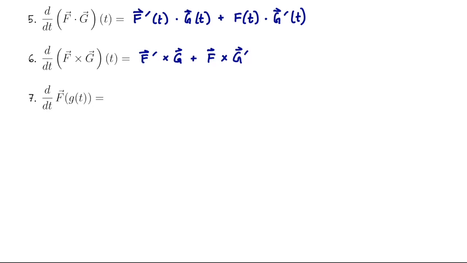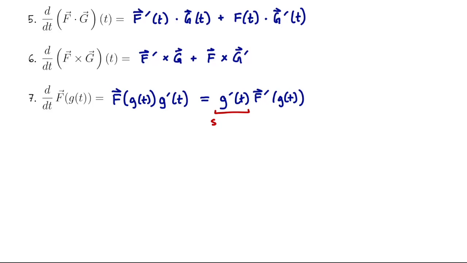If we want to differentiate this composition, then it's going to follow the familiar chain rule. Derivative of the outside evaluated on the inside times derivative of the inside. So we can write that as F prime of g of t times g prime of t. I would actually, in practice, typically write this as g prime of t times F prime at g of t, because g prime of t is actually a scalar and F prime is a vector. And to me, that just seems like the more natural order of a scalar times a vector.